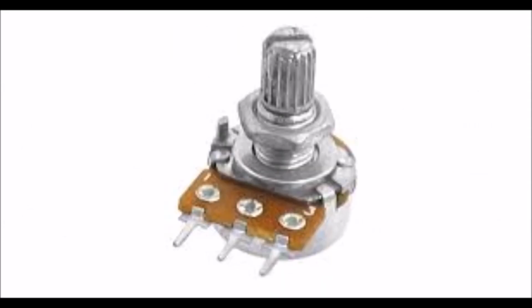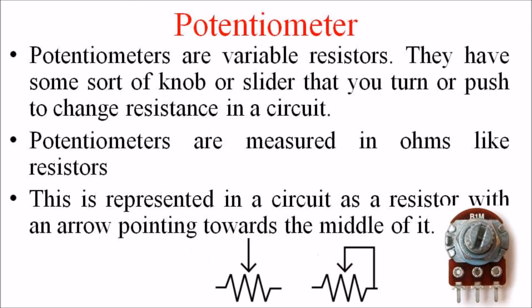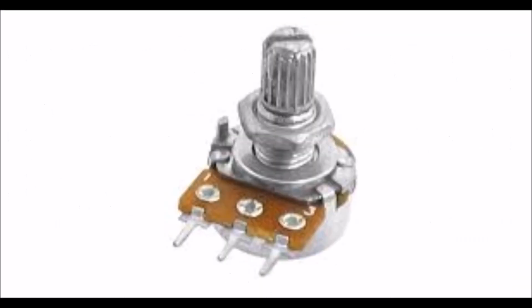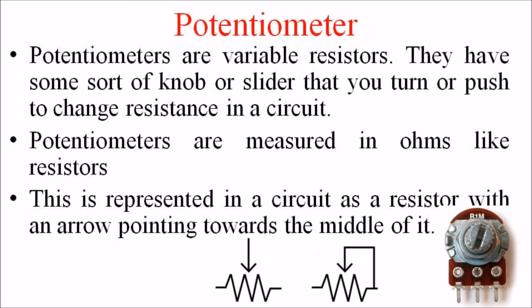And one of the important components is the potentiometer. A potentiometer is simply a variable resistor. These devices have a knob or slider that we can turn or push to change the resistance in a circuit. Like the resistor, the unit of measuring a potentiometer is ohms. So it's a component which is designed as a variable resistor. It is represented in a circuit as a resistor with an arrow pointing towards the middle of it.